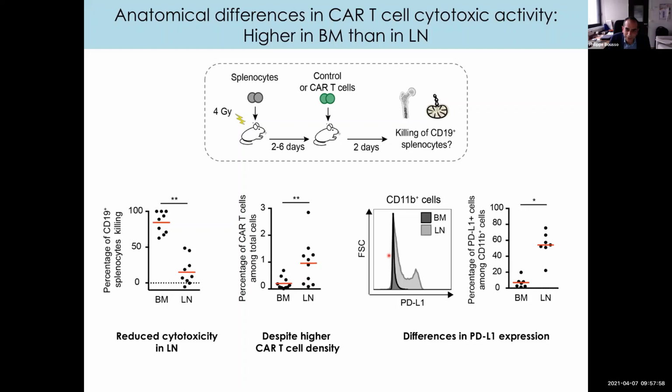What we believe probably contributes to this very striking difference is the microenvironment of these two organs, and in particular, the fact that the lymph node is really prone to very strong upregulation of PD-L1, this inhibitory receptor that is detected in the lymph node, but not in the bone marrow, and that we believe silences the CAR T cells and reduces their activity specifically in the lymph node, possibly creating a niche for escape.